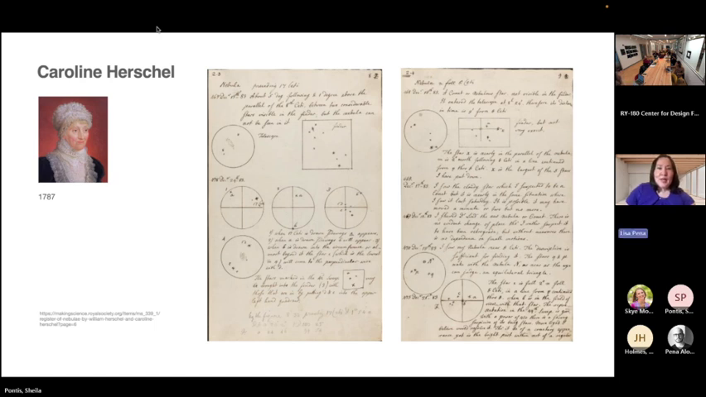And here we have Carolyn Herschel. Now, Carolyn is an astronomer, and she was recognized as one. Despite it being the 18th century, she was one of the few women who received pay because she was an assistant with her brother.